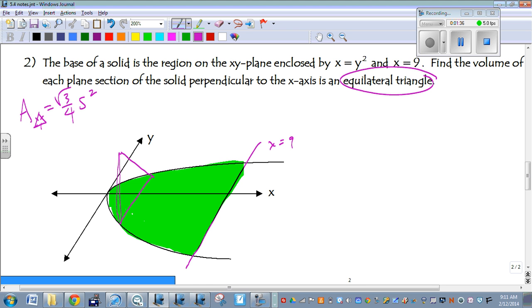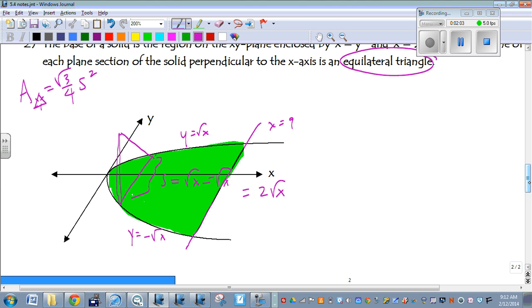Alright, so this is our formula, and just like the last problem, this is our side, and we already figured out that side: we're taking y equals square root of x minus y equals negative square root of x. Right, the top function minus the bottom one, so square root of x minus negative square root of x gave us 2 square root of x for the side of the square, and the last one, it's also the side of the triangle here.